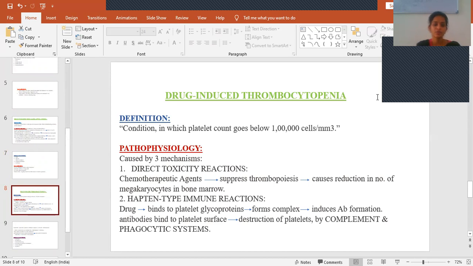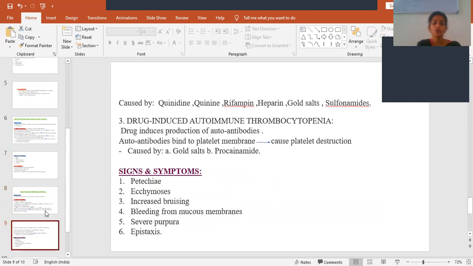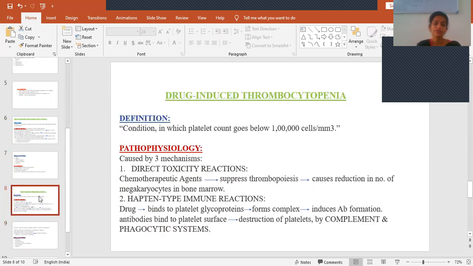Again, in this condition also, the pathophysiology includes three mechanisms. First is direct toxicity reactions, second is hapten-type immune reactions, and the third is drug-induced autoimmune thrombocytopenia. So first is direct toxicity reactions. Whatever drugs we are taking will directly cause damage to blood cells, damage to these platelets.